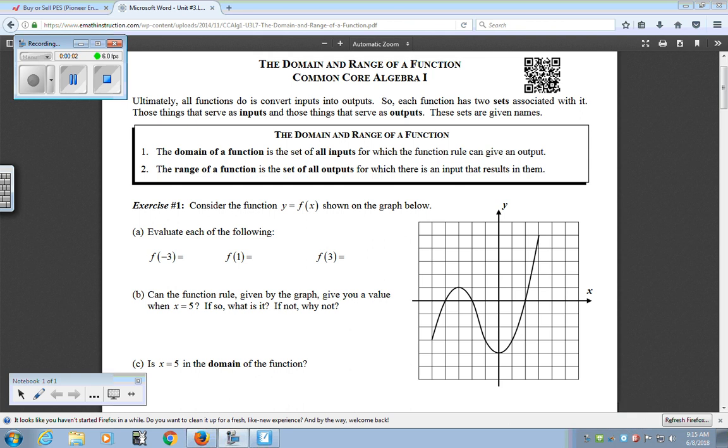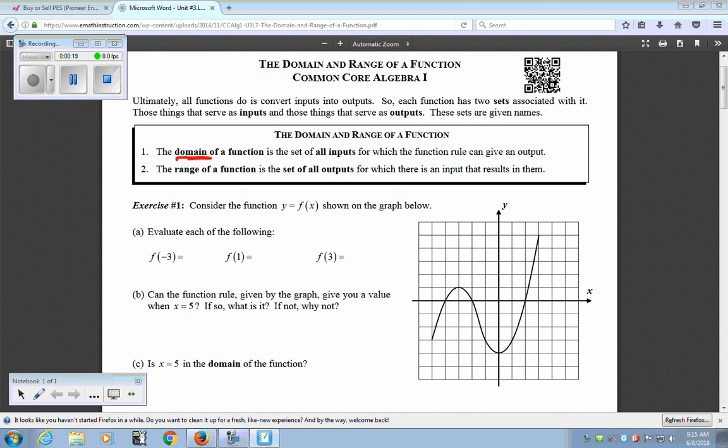Hey everyone, we're going to talk about how to use and find the domain and range of different functions. And we'll see some different representations. So we'll look at some graphs, some equations, and some tables. But first, it's important to know what domain and range mean.